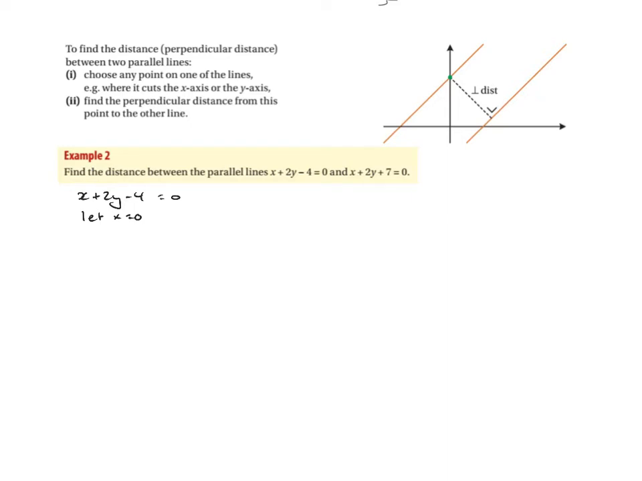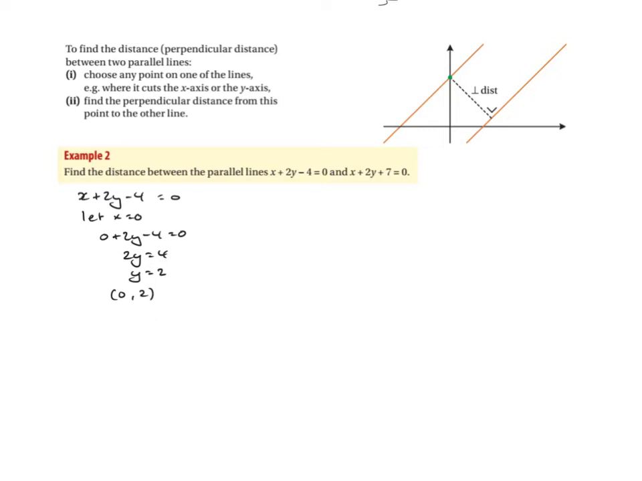If we do that, we get x equal to 0, which means we have 0 plus 2y minus 4 is equal to 0. We can then get 2y is equal to 4, y is equal to 2. I now have my coordinate. My x value is 0, that's the one I picked, and the y coordinate is 2. Now, it doesn't matter what coordinate I decide to choose, or what value of x, what value of y, as long as I can get a coordinate on that line, then I'm fine.